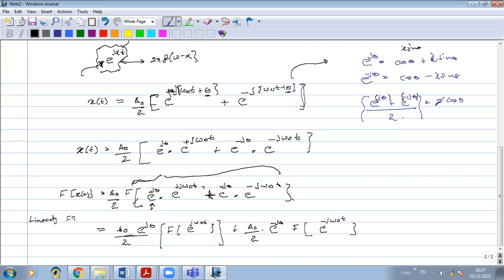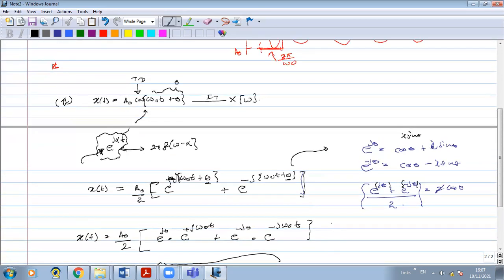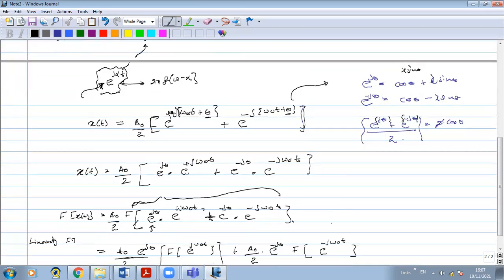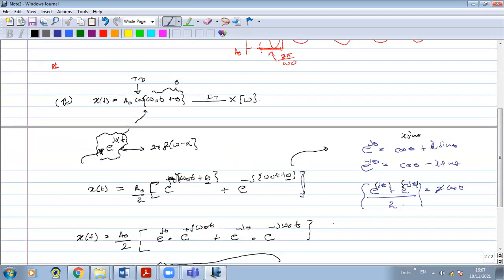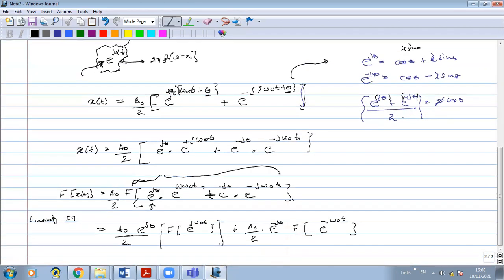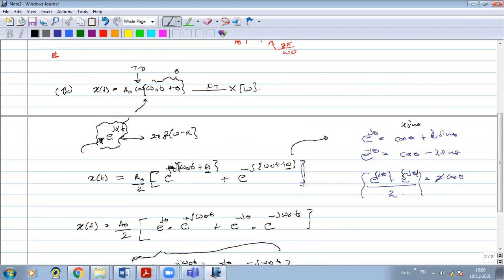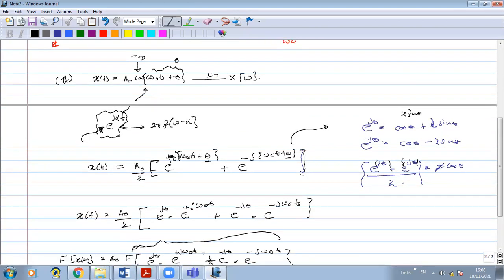Okay, so let's take it one by one, because I am doing this in real time, so maybe some mistake can happen. If I make any mistake, you can tell me, then I can correct it. Otherwise the mistake will continue.